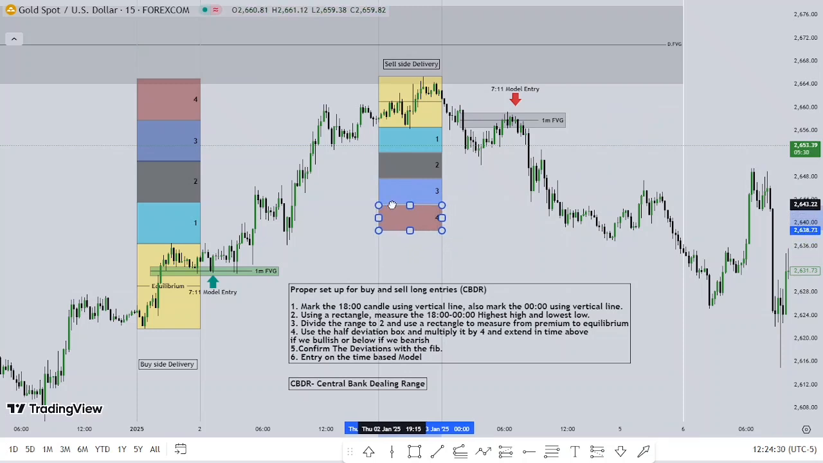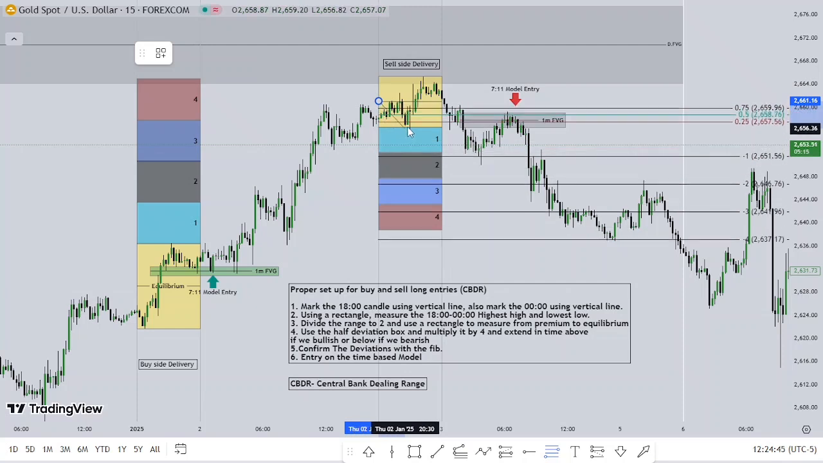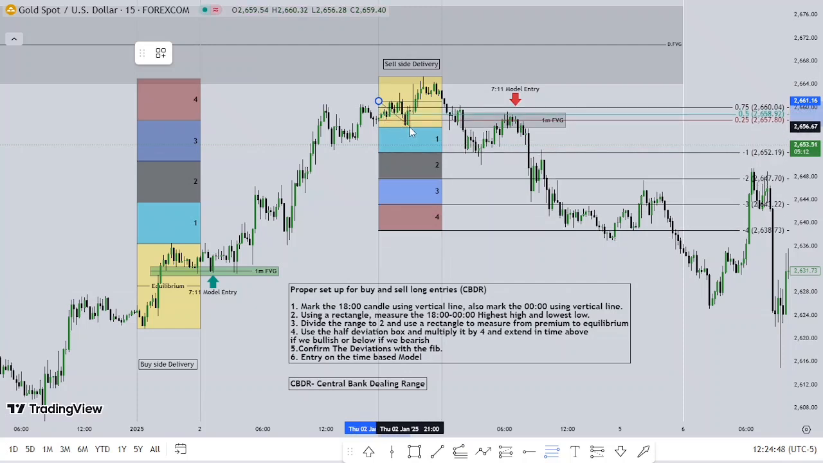ICT normally calls this the fill in the 4. I actually got this model from ICT, and it's been working for me. This is the only model you can trade using when you're trading forex. It's very perfect for forex. As you can see, now we're confirming if the deviations are correct. So here we are. First deviation, here it is. Second deviation, here it is. Fourth deviation, here it is.